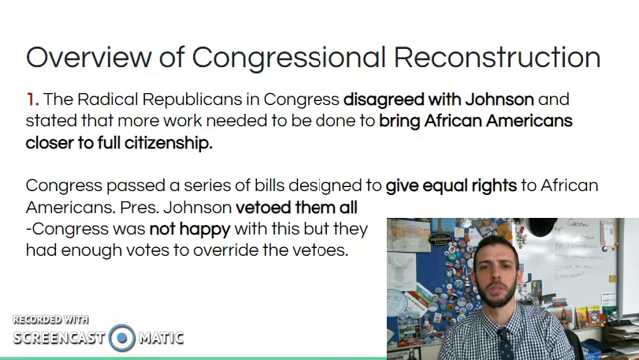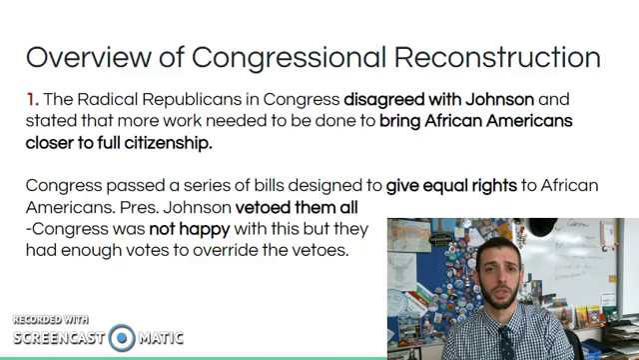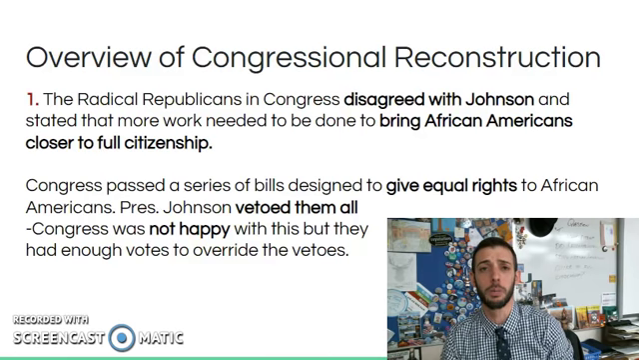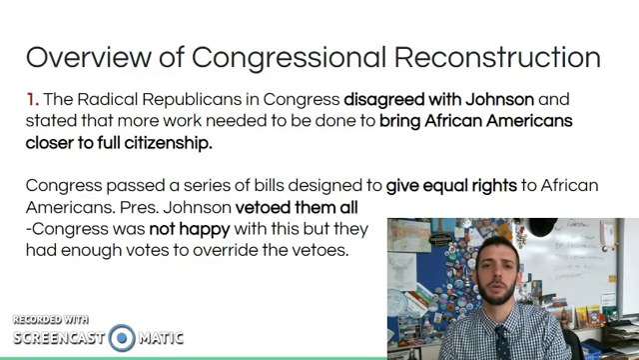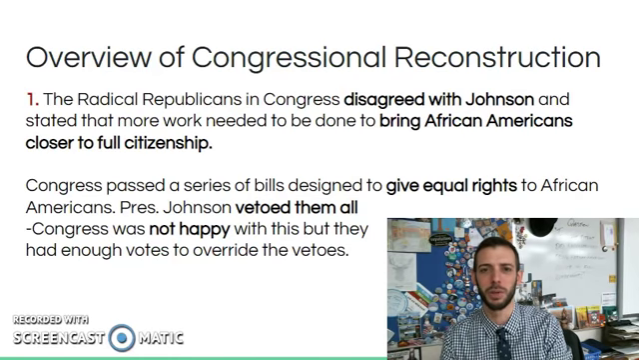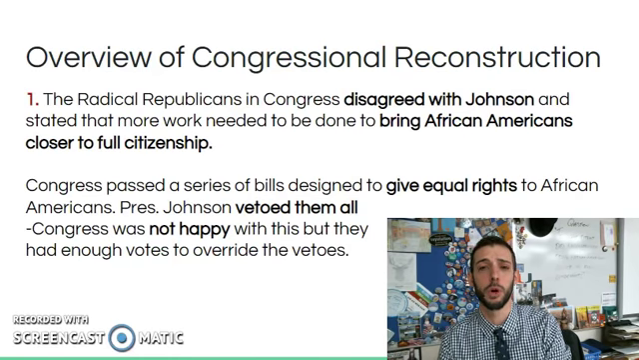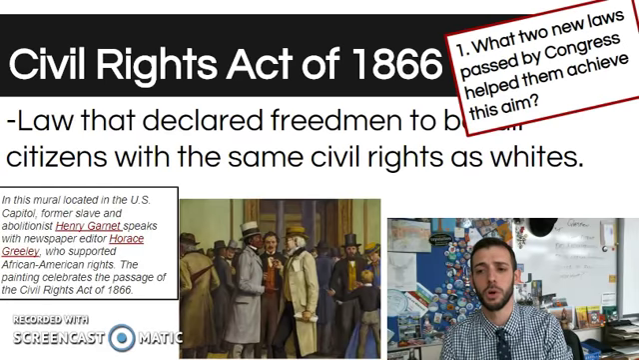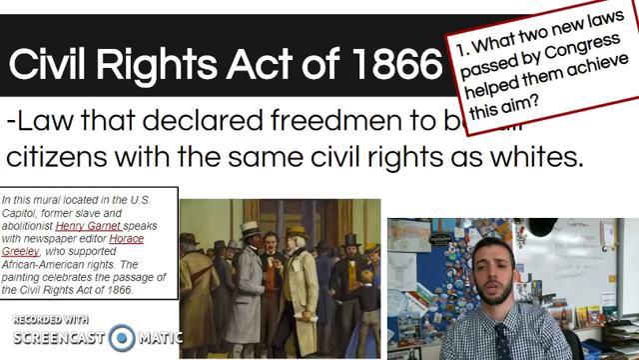So the radical Republicans in Congress disagreed with President Johnson and stated that more work needed to be done to bring African Americans closer to full citizenship. They said Reconstruction's not over. So Congress passed a series of bills designed to help those African Americans gain their equal rights. President Johnson vetoed them all. Congress was not happy with this reaction, but they did have enough votes to typically override those vetoes.